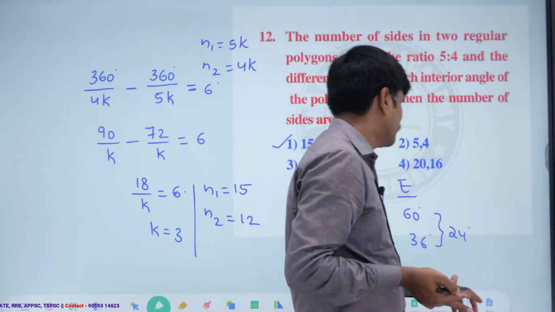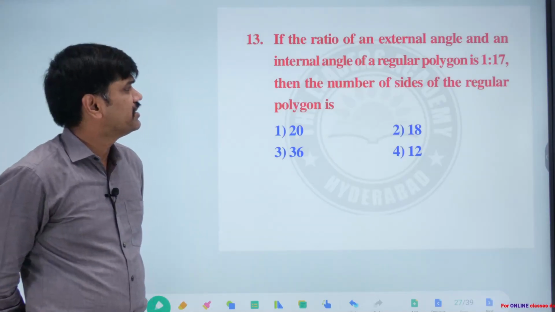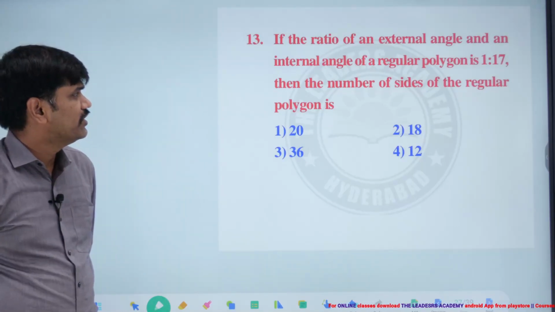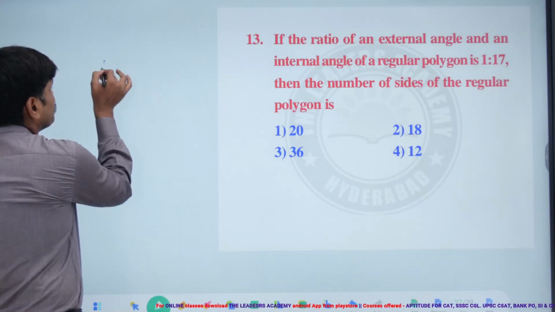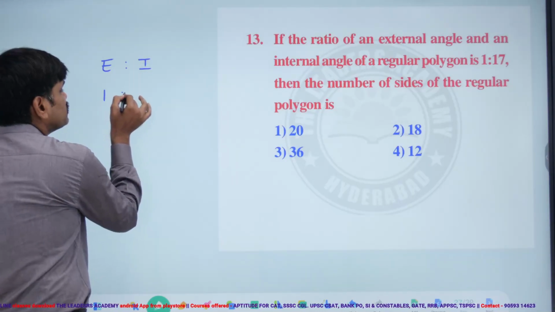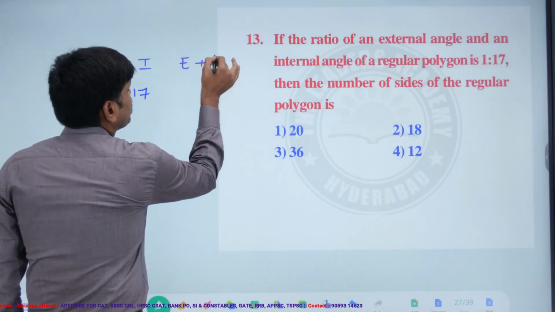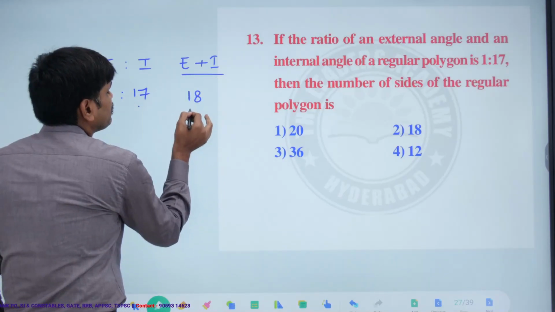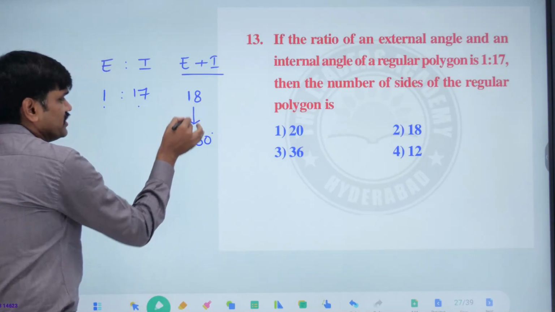Next, go ahead with problem number 13. In the 13th one, if the ratio of an external angle and an internal angle of a regular polygon is 1:17, then the number of sides of the regular polygon is, okay, the ratio between the external and internal angle they have given. We know that external angle and internal angle together will always be 180. So together they are adding up to 18 parts. This 18 parts is equal to how much we know? 180 degrees. If 18 parts are 180 degrees, one part is 10.